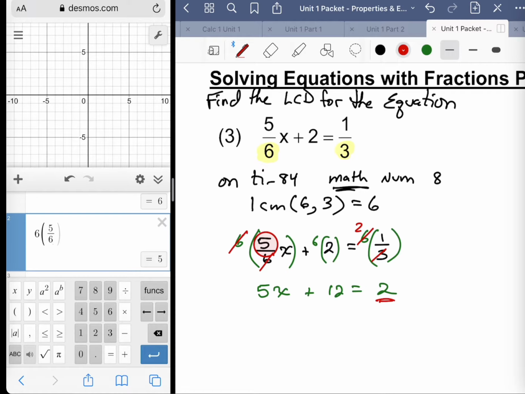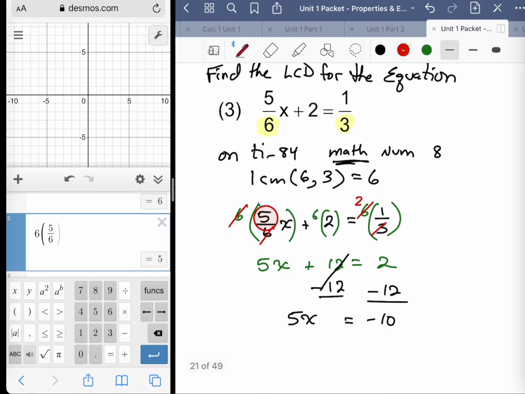Yeah. So next step, I would subtract off the 12. And you'll notice none of these instructions say to justify with a property of equality, so I'm not doing any of that. So 5x is equal to negative 10. Divide by the 5. And we get x is equal to negative 2.